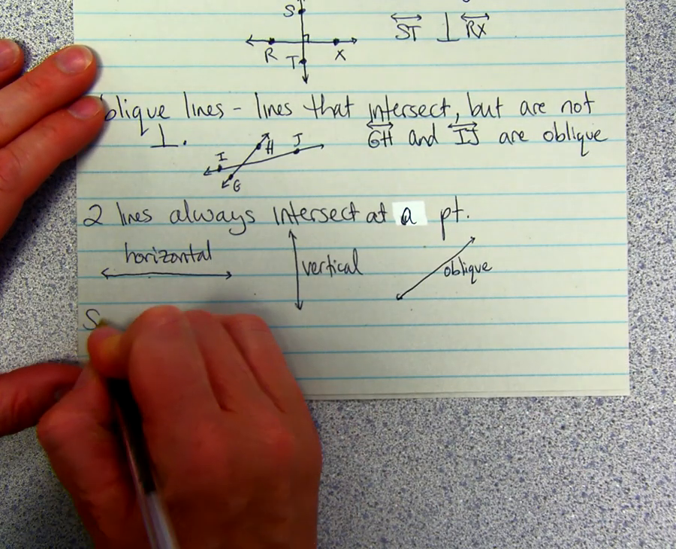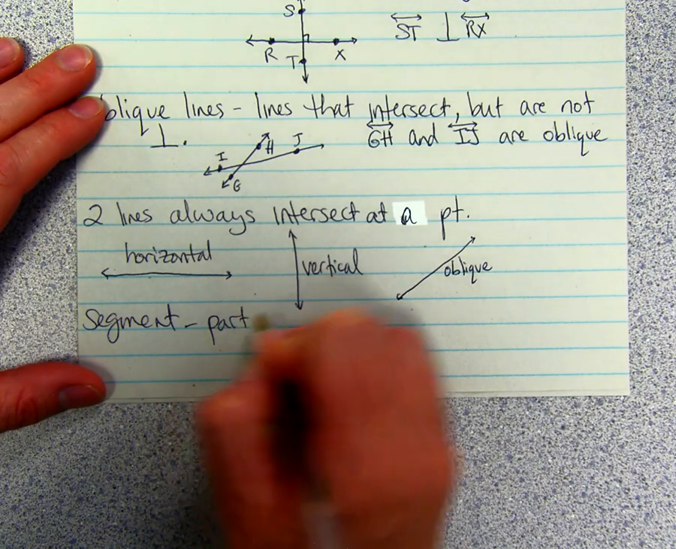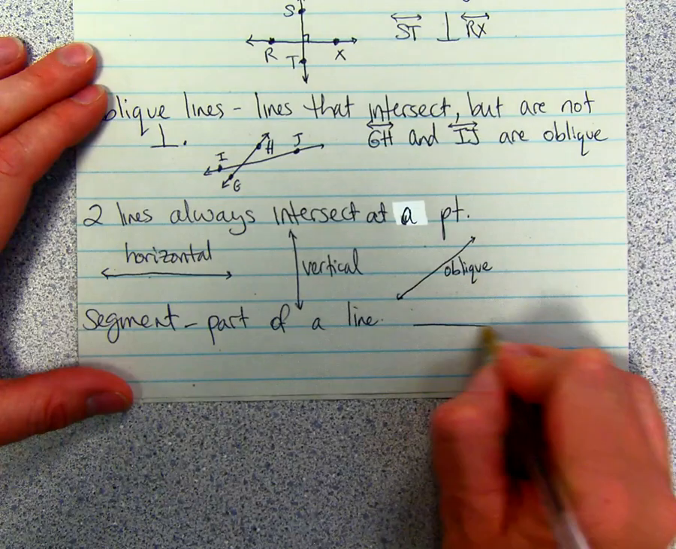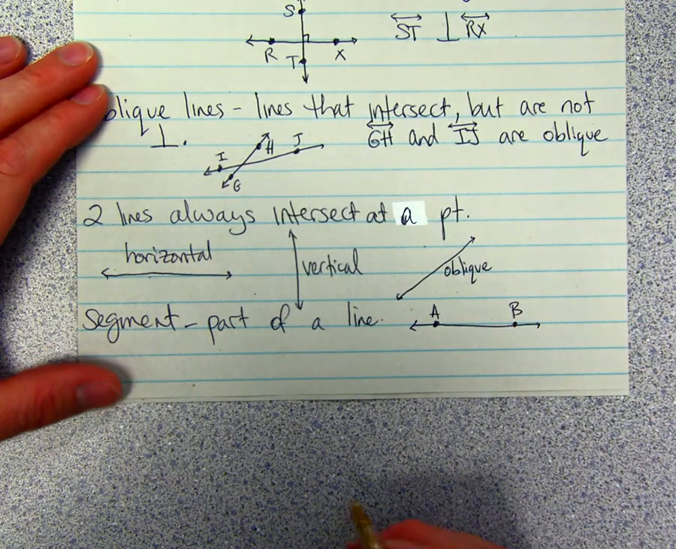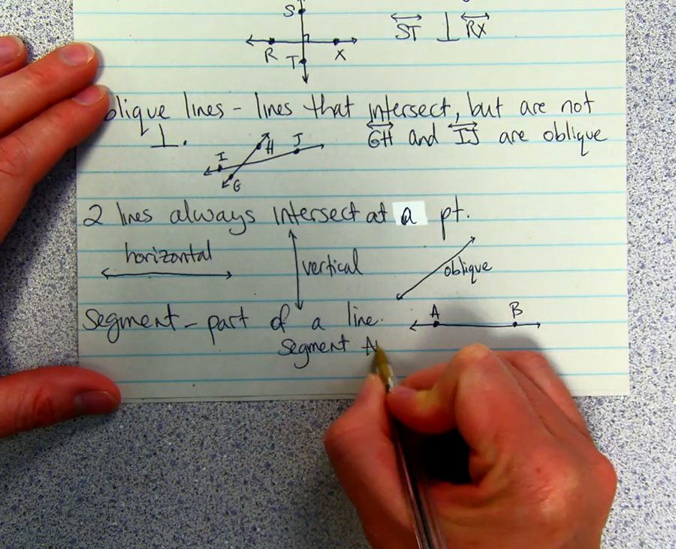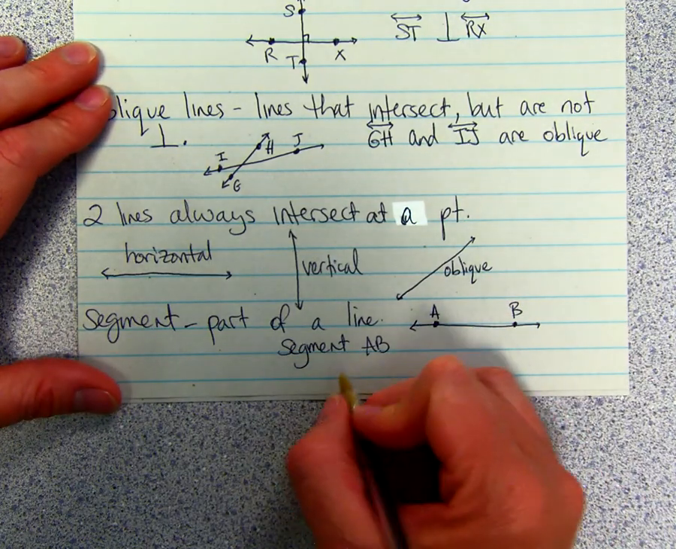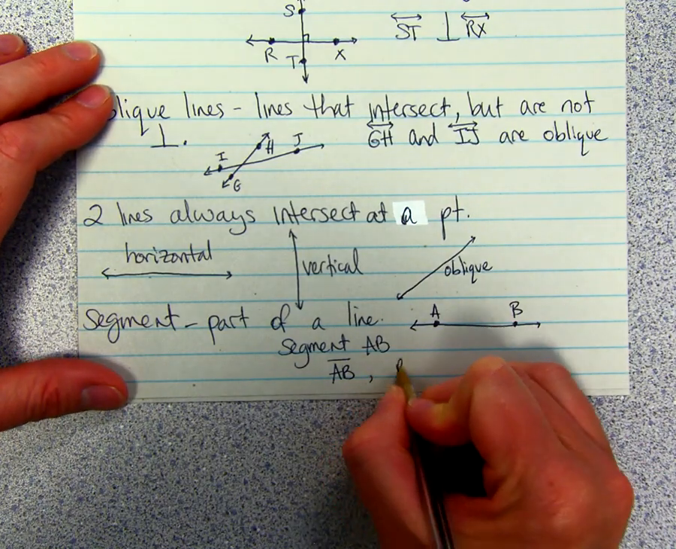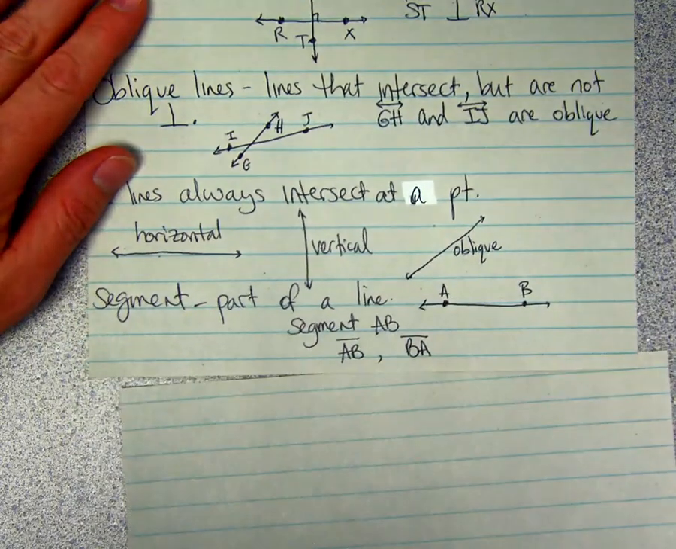A segment is part of a line. So if we draw line AB, segment AB is part of that line, and we can name it by using the word segment, or we can write the two letters and put a little baby segment above it, and the order of the letters doesn't matter. As long as you use two letters, you can name a segment.